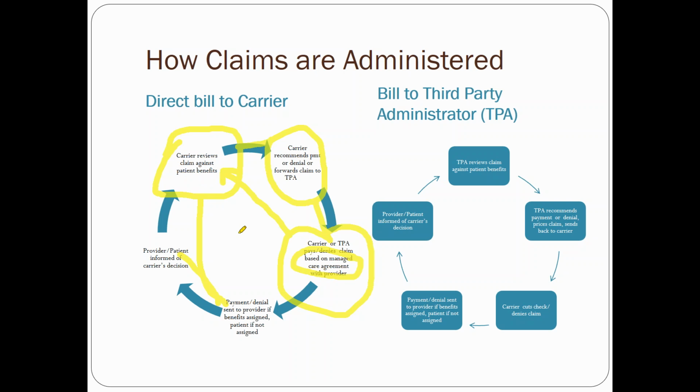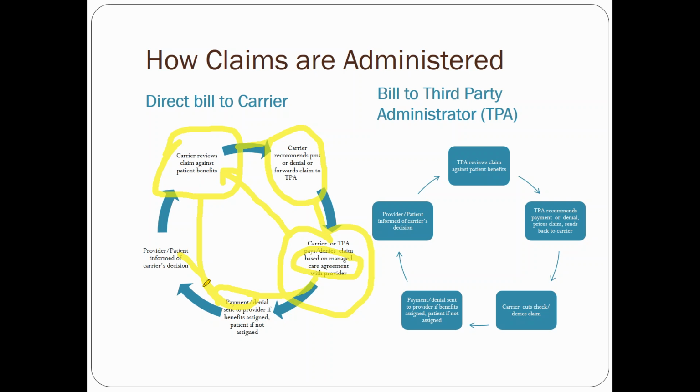So if the patient, let's say 90791 is covered at $75 based on the fee schedule, and the patient has a $30 copay, okay? Then you're going to get a check of payment sent to the provider if the benefits are assigned, meaning if the doctor is in network, and if not, then it's going to be sent to the patient.